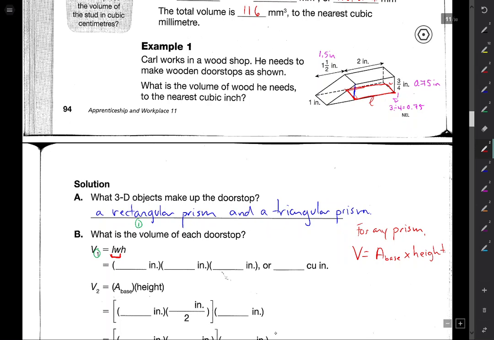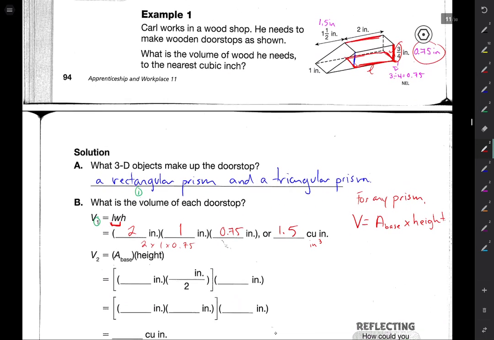So the length times width would be, well, the length, if we match that up with a measurement, it would be the same as this side. So the length is 2, and the width is right here, which would be 1. And then the height of the whole thing would be this side right here, which would be that 0.75. So in our calculator, if we did 2 times 1 times 0.75, we're going to get 1.5 cubic inches, or inches cubed, for that volume.